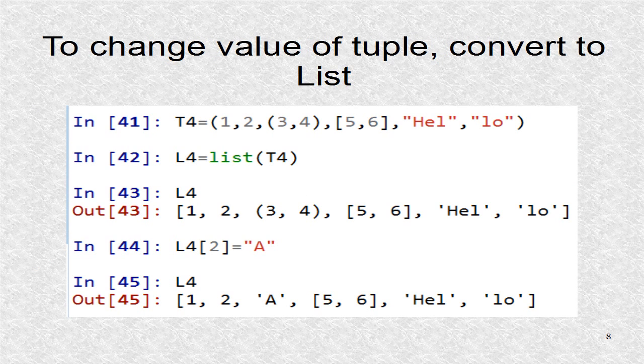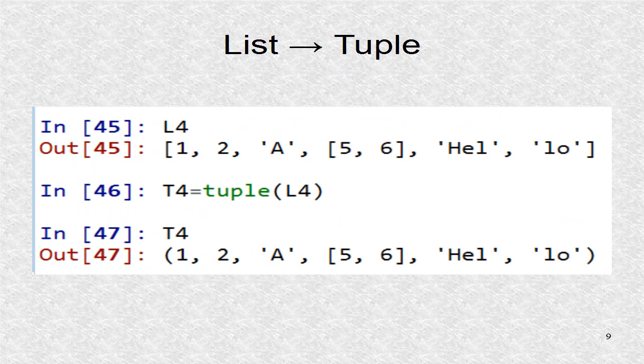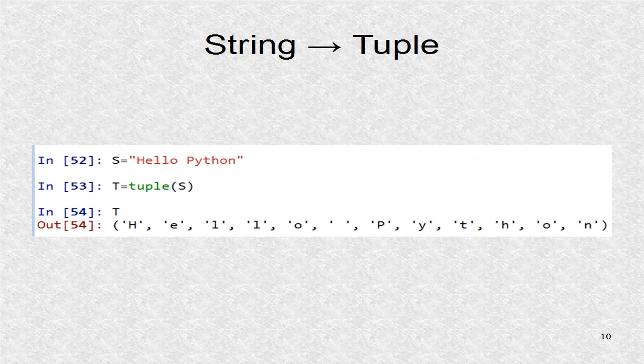8. We can use the list function to change a tuple to a list. A list is mutable and individual elements can be changed. 9. Once an element has been changed, we can turn it back into a tuple with the tuple function. 10. Likewise, if we use the function tuple on a string, its characters are placed in individual indices.